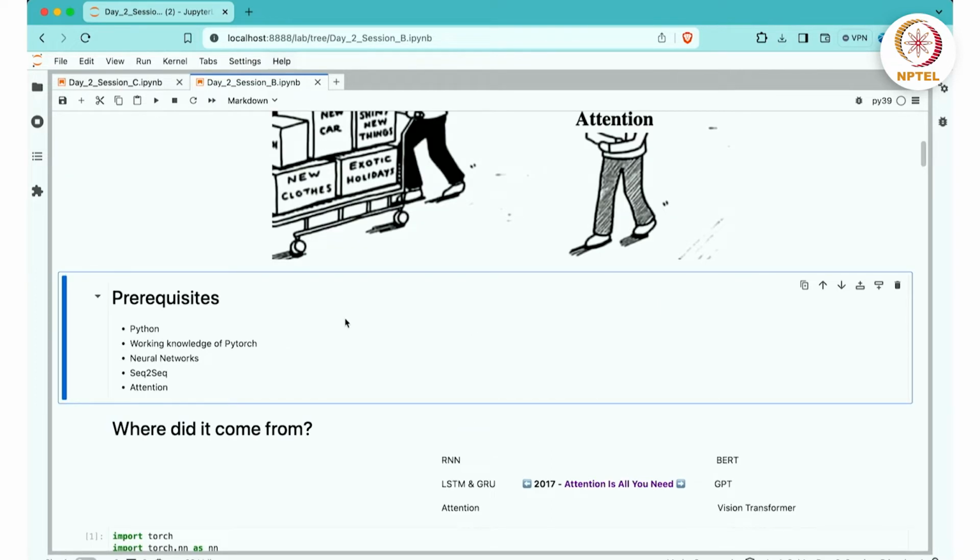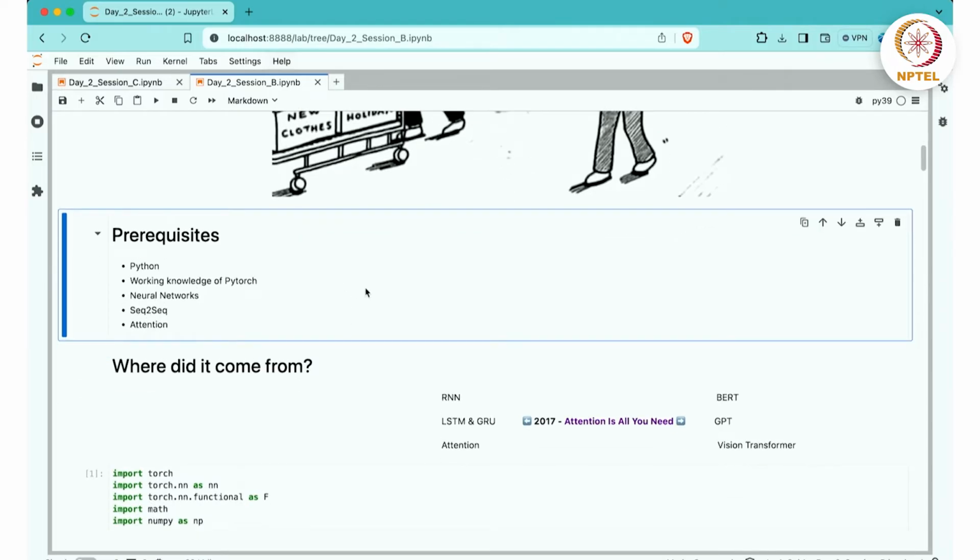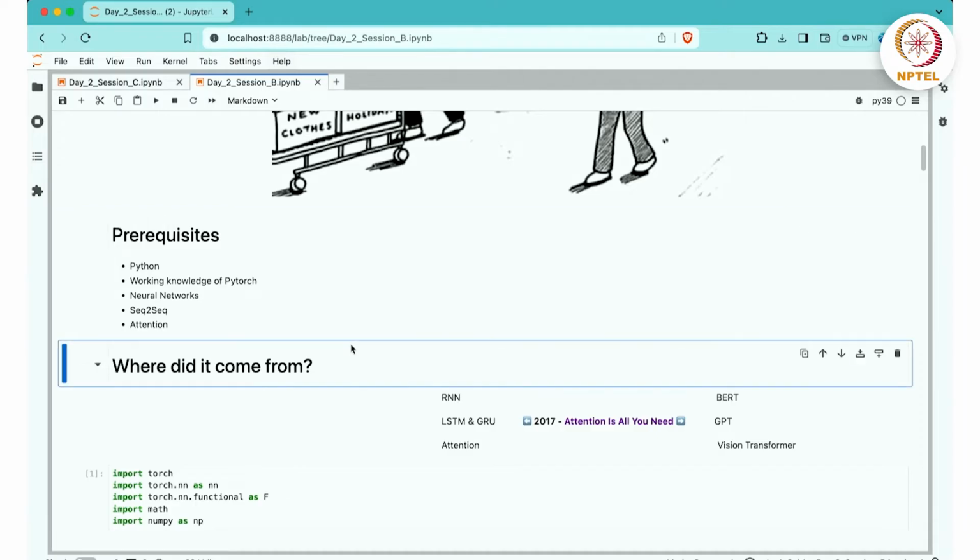Before you start, it would be great if you have some prior knowledge about Python. Working knowledge of PyTorch is good to have, so you can be able to play around with the code better. And I'm also assuming you have some ground level understanding of what a neural network is and what a sequence to sequence and vanilla attention models are. If you are hazy about one of these topics, it would be great if you can look back at some of these and then come back to this lecture. It would lead to a better result.